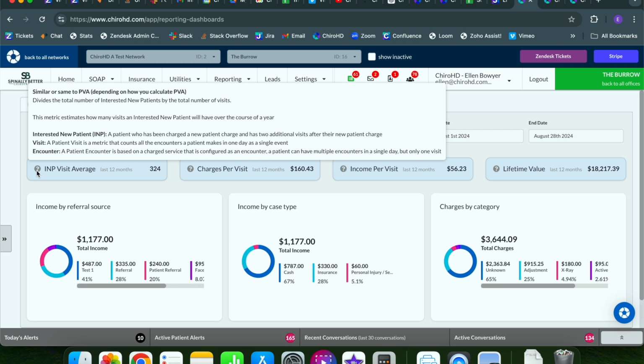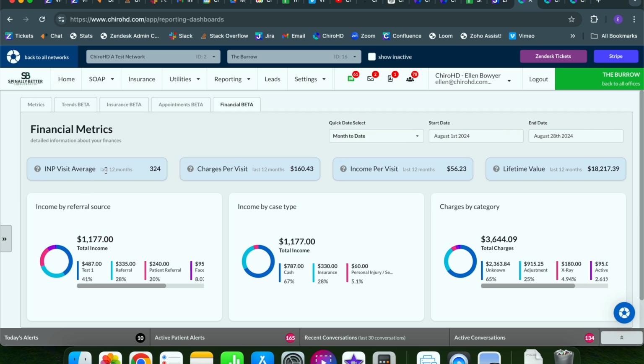So going back, the INP visit average, similar to the PVA, just divides the total number of interested patients by the total number of visits. This is counting the last rolling 12 months. So regardless of the date range I set, it's looking at the rolling 12-month period.